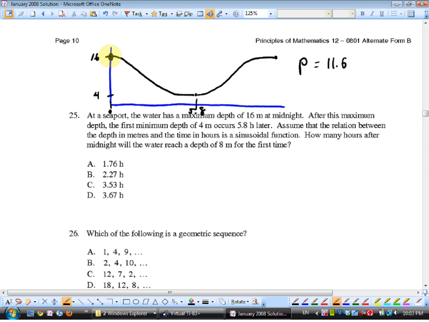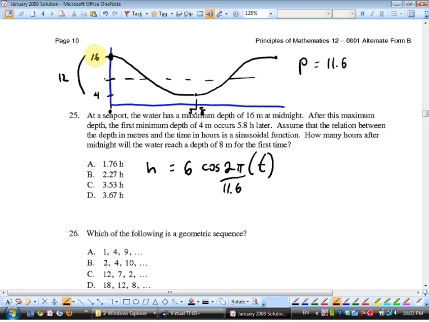This graph starts up high, so it's going to be a positive cosine graph. And instead of y, I'll use h. What's the amplitude? The total distance here is 12, so the amplitude is 6. Positive cosine starts up high. What's the period? 11.6. What's b? 2 pi over the period. And I'll just write that in. There's no phase shift because I'm starting up high right at time 0. The vertical displacement is the maximum minus the amplitude, or the minimum plus the amplitude. The vertical displacement is 10. There's my equation.